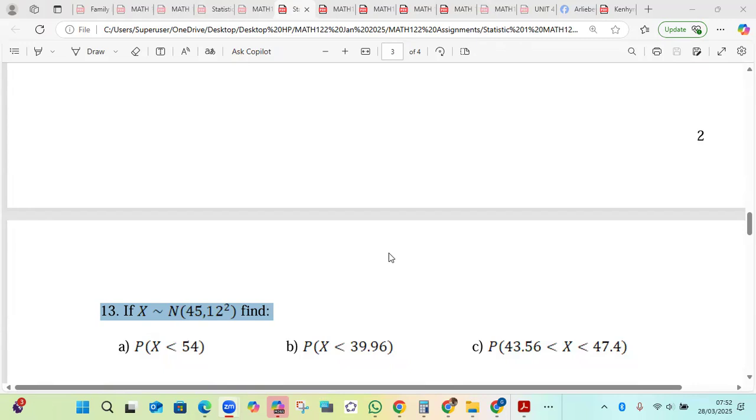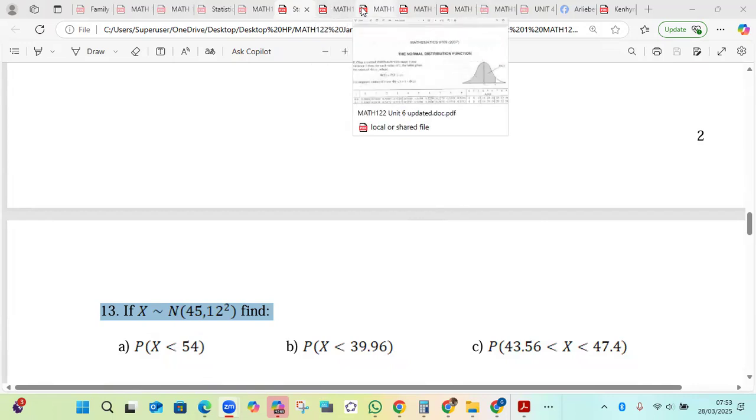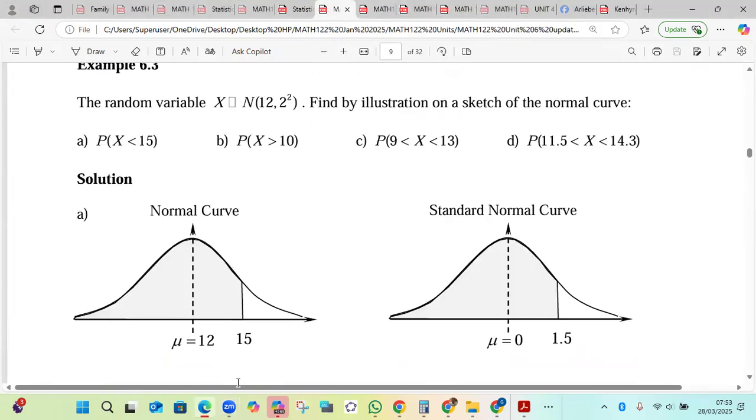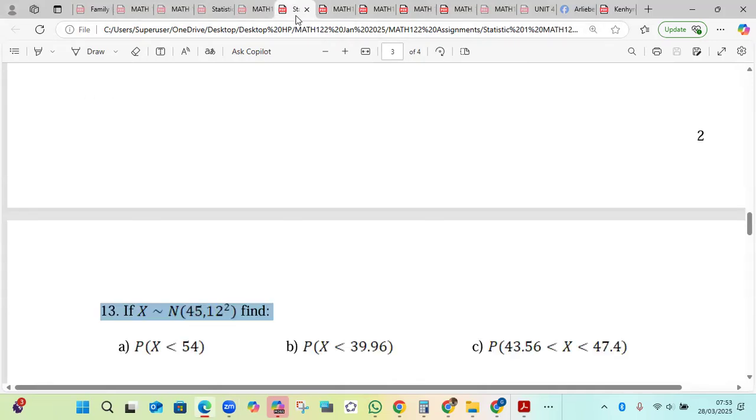So that should help us with part B, because 54 is more than 45, just like how 15 is more than 12. Okay, now part B, we're trying to find the probability that x is less than 39.96. Now 39.96 is less than 45. Okay, so we are shading towards the left a value which is less than 45. So let's try to get an example similar to this.